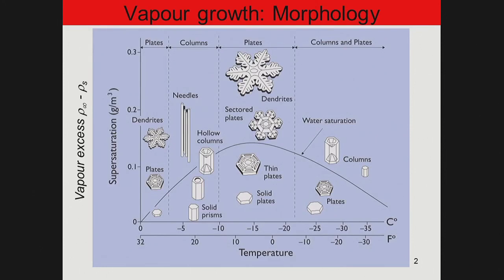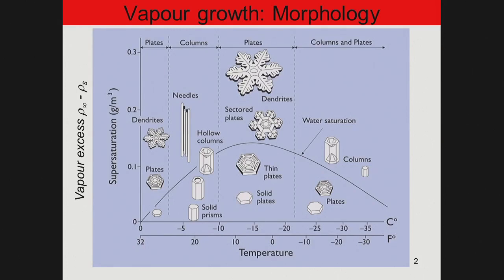So it looks something like this. Starting off at low temperatures, we tend to get compact shapes at low supersaturations, these thin hexagons. Cool to -5, and we start to get more columnar shapes.